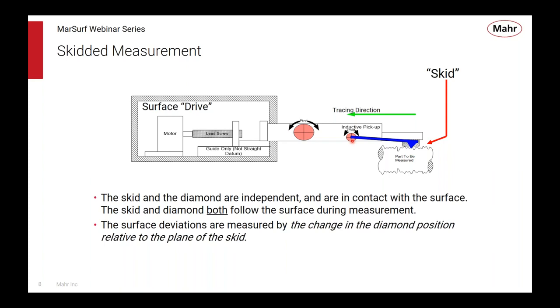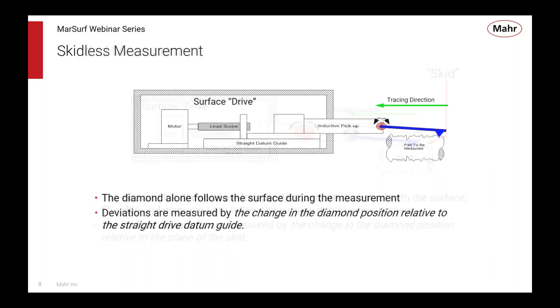So sometimes we also need to do skidless. And what does skidless mean? Skidless means, okay, I've got this part to be measured now. I've got the blue diamond, the same blue diamond, but now it's not moving up and down relative to a skid that's riding on a surface. It's moving up and down relative to this whole system, which is inside the drive unit, which is a datum, a straight guideway, and it measures the stylus moving up and down relative to this flat surface inside here.